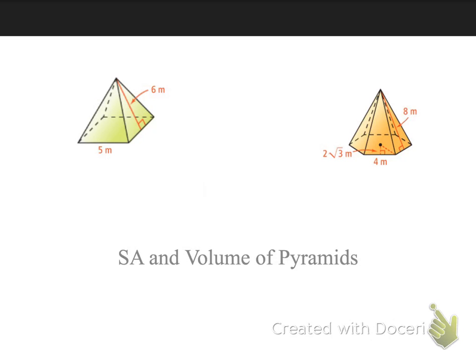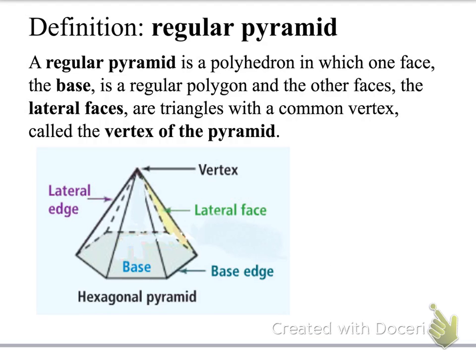Okay, in this video we're going to be talking about surface area and volume of pyramids. So they're all going to be coming up to one point and have one base. Okay, so a regular pyramid is a polyhedron in which one face, the base, is a regular figure, meaning all the sides and angles are the same. The lateral faces are triangles with a common vertex, meaning it comes up to a common point, so we still have one base. And then we have all of our lateral faces coming up to a certain point.